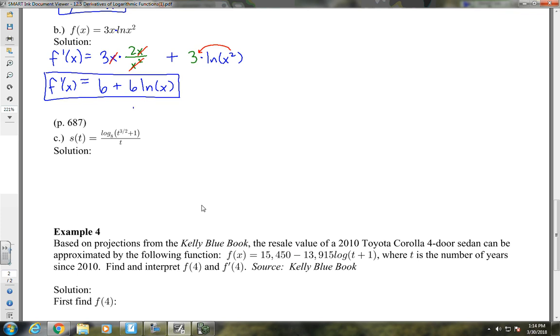Again, where did that 6 come from? It's this coefficient 3 times the exponent 2 coming down in front because of a log property, not a derivative. So 3 times 2 gives me a 6.